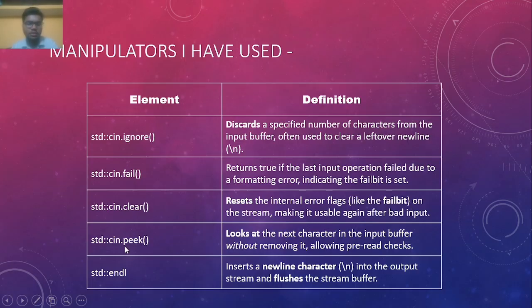The next is cin.peek. It looks at the next character in the input buffer without removing it, allowing pre-read checks. What it basically does is it doesn't take the input from the buffer stream. It only peeks at it. This helps us check what is inside the input buffer. Then we have endl. It inserts a new line character into the output stream. This you already know. This is also a manipulator.